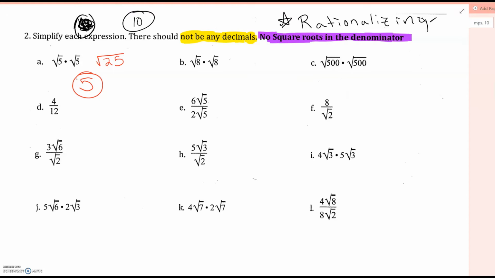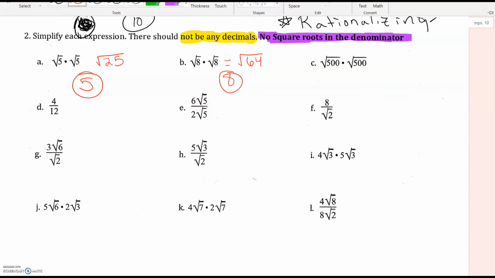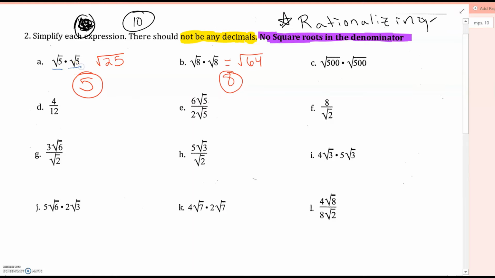So for the second one here, whenever you have the square root of 8 times the square root of 8, that is equal to the square root of 64. They would both stay underneath the square root. Then when you take the square root of 64, it just turns into 8. You might be able to start seeing a pattern here. Square root of 5 times the square root of 5 just turns into 5. Square root of 8 times the square root of 8 is just 8. So by this logic, square root of 500 times the square root of 500 is just 500. This is something that will come back whenever I try to have no square roots in the denominator, whenever I rationalize.